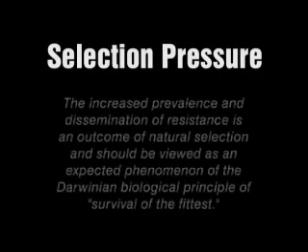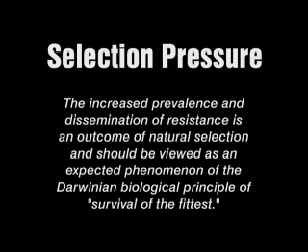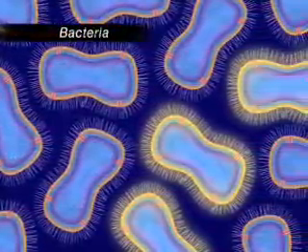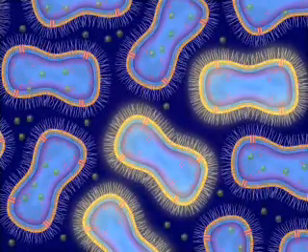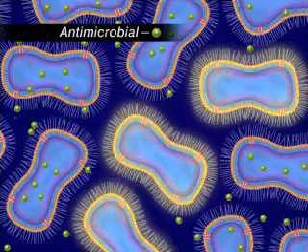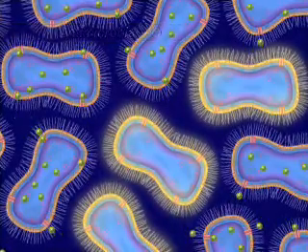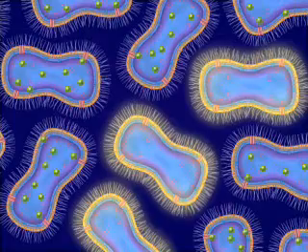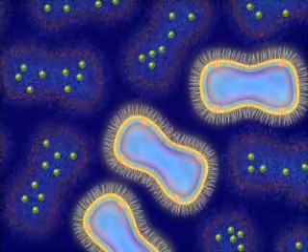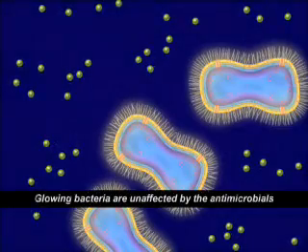Selection pressure. The increased prevalence and dissemination of resistance is an outcome of natural selection and should be viewed as an expected phenomenon of the Darwinian biological principle of survival of the fittest. In any large population of bacteria, a few cells will be present which possess traits that enable them to survive in the presence of a noxious substance. In this case, the ability to fend off the action of the antimicrobial. Susceptible organisms, those lacking the advantageous trait, will be eliminated, leaving the remaining resistant populations behind.